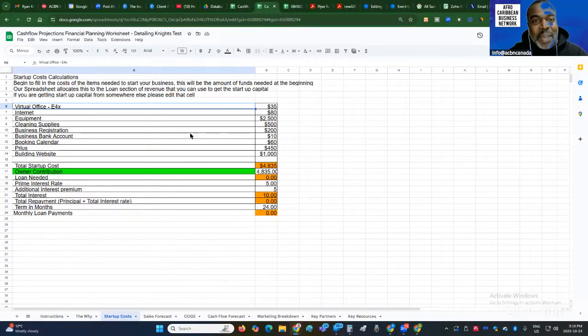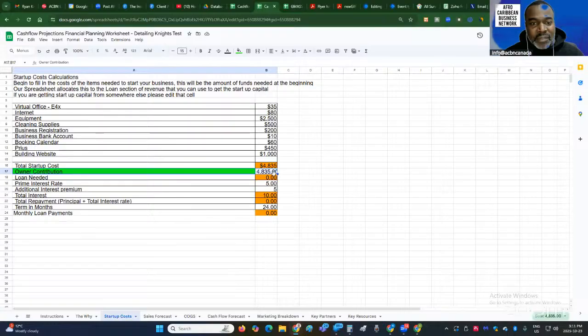This is a good example to use, or a good framework to use, so that you know, one, how much you need, and then two, where you're going to get the money from. So for this example, we talked about the virtual office, or if you need internet equipment, cleaning supplies, which was for detailing nights. And then it came up to $4,835.